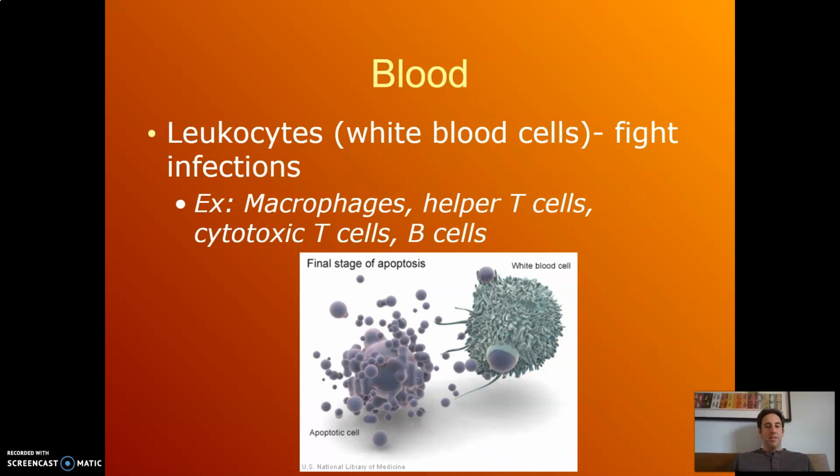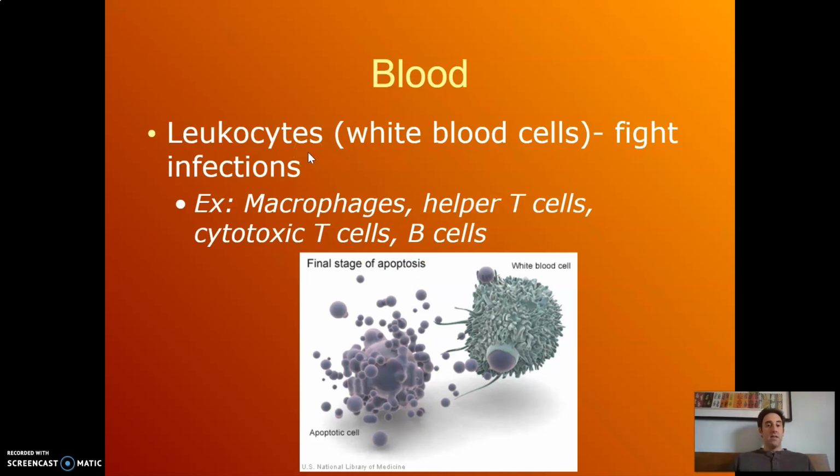Okay, third component of blood. We've talked about plasma. We've talked about erythrocytes, which are the red blood cells. The next ones are the leukocytes, or the white blood cells. Their job is to fight infections. In bio, I believe you talked about all sorts of things related to the immune system: macrophages, helper T cells, cytotoxic T cells, B cells. All of those are examples of leukocytes.